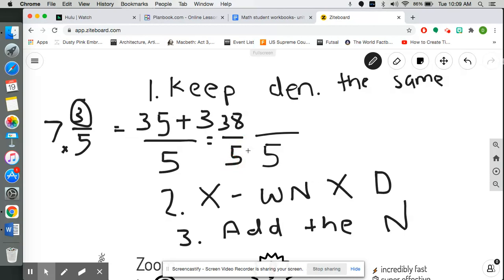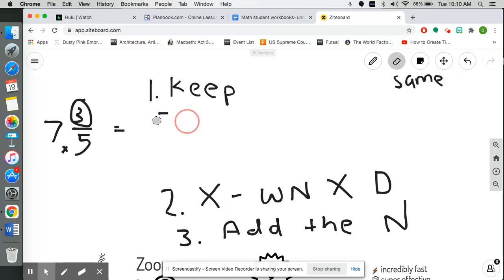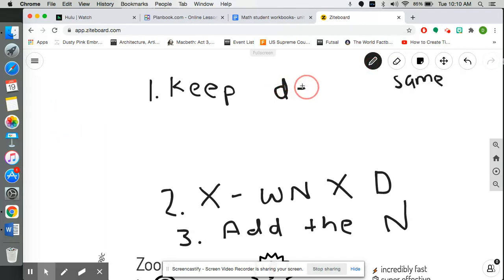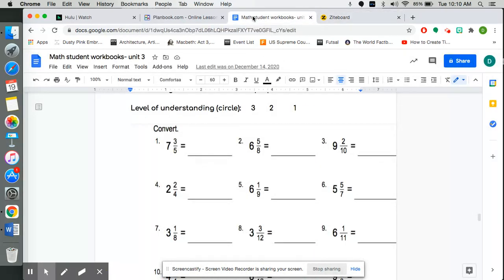So these are equivalent. What that means is that 38 fifths is the same as 7 3/5. I'll erase, and whoop, I'll keep my steps up here. Sorry about that. Okay, so I'm going to keep the denominator the same. Okay, so as I'm looking, I'm going to just scoot this over. So I'm going to do number 2. So this answer right here, fifth graders, is 38 fifths. We just did that one.